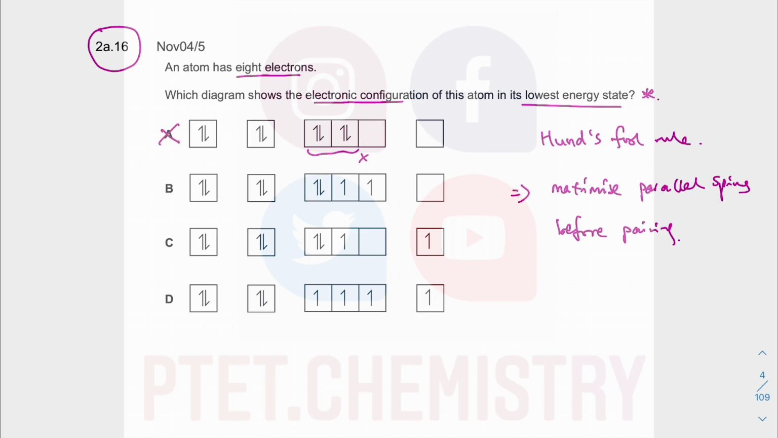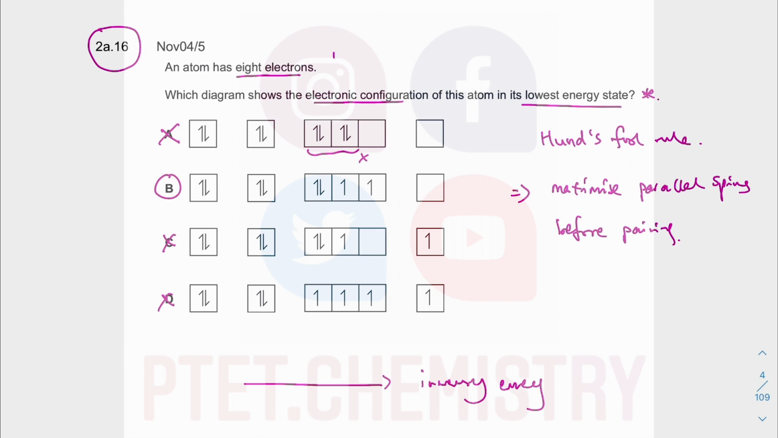Okay, so A is definitely out, and we know that they are in different boxes because they are in increasing energy. So we do not fill in the orbital of higher energy first, even though when we want to maximize parallel spin, we don't usually do this. Therefore, we'll try and pair them within the same subshell first before filling in the next energy level. So D is out, and the same thing with C. And the only one that can be correct must be B.